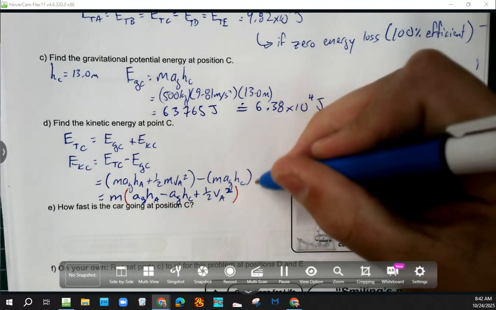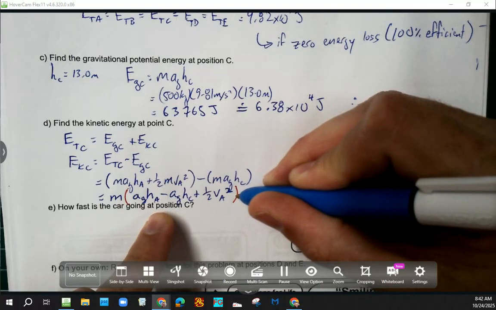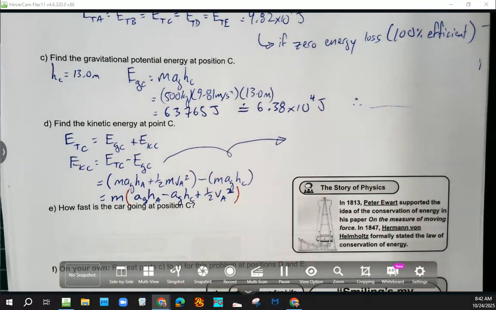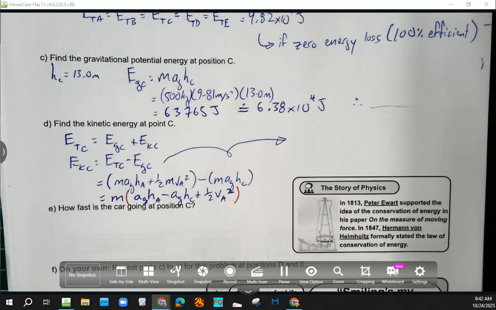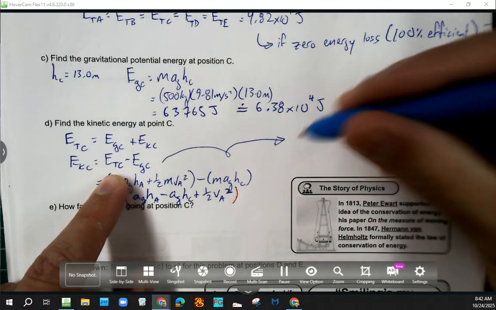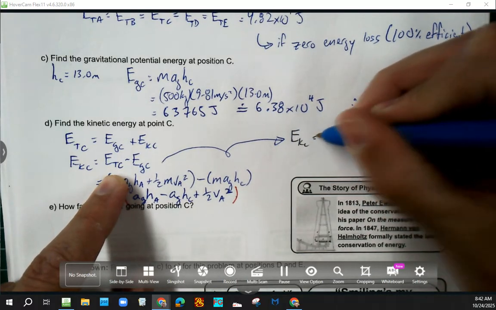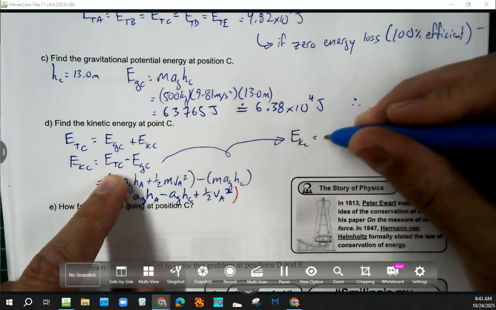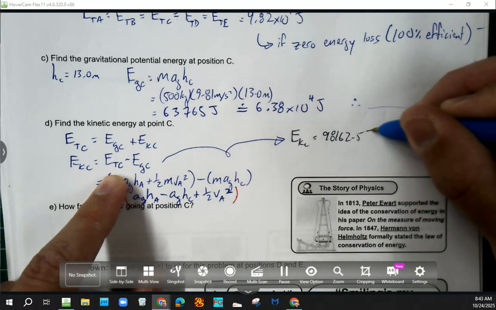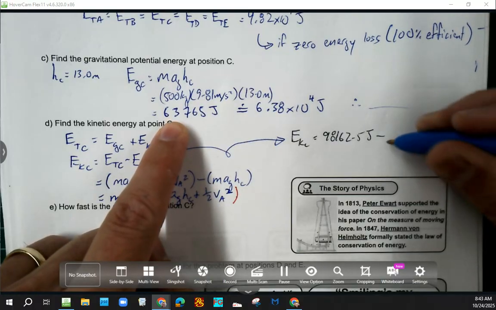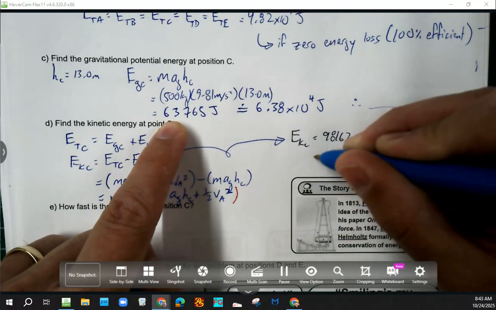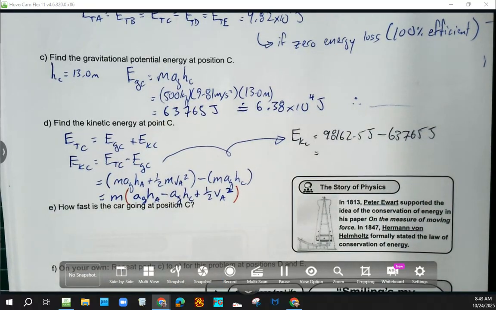Anyway, in the end, whether I sub directly into this because I really felt like I needed to, or if I wanted to just jump from that second line into using my values that I've already calculated, EKC, I could have gone either way. E total C was equal to the unrounded value 98,162.5 joules minus the EGC, which we just calculated, 63,765 joules. And I think the answer starts with a 3.